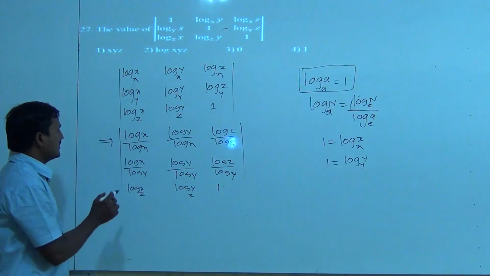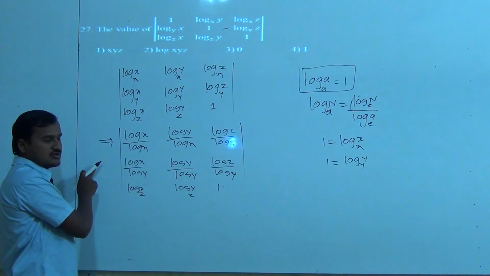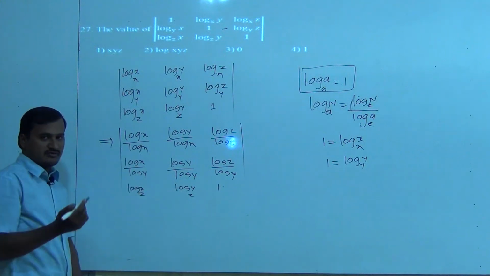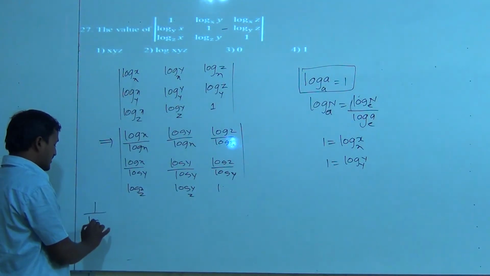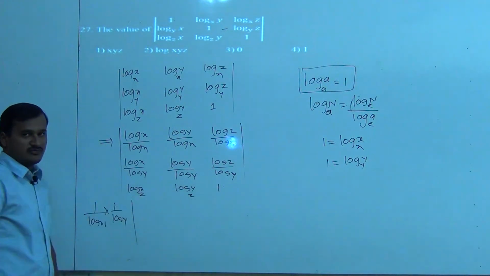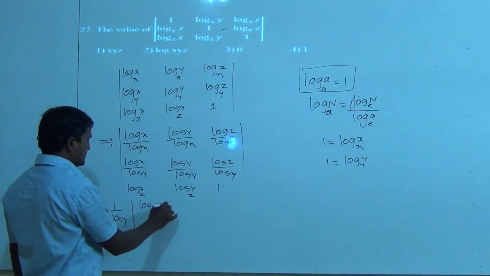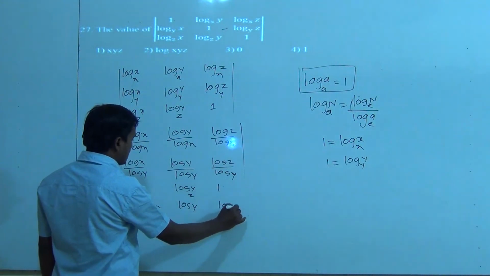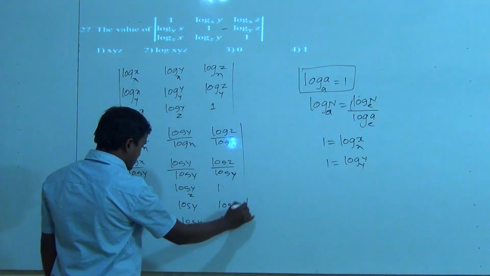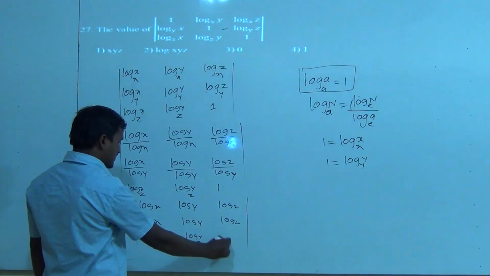So here you should observe 1 by log x, 1 by log x, 1 by log x is there. Take 1 by log x common from first row, and 1 by log y, 1 by log y, 1 by log y is there, so take 1 by log y common from R2. So therefore 1 upon log x into 1 upon log y. I have taken this common from first row and second row. So clearly what here I am getting, log x, log y, log z. Here also I got log x, log y, and log z, and here it is the third row as it is, log x to the base z, log y to the base z. Here it is 1.